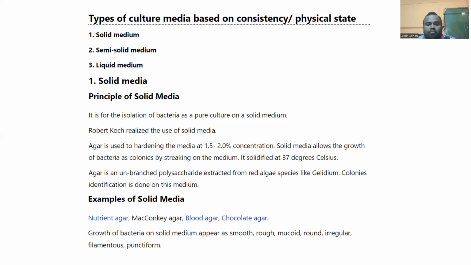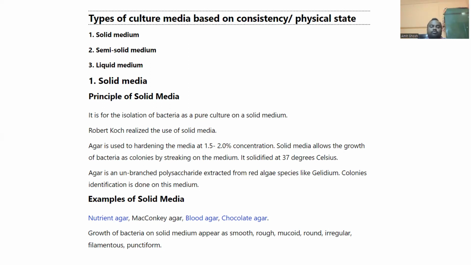Now, what is solid media? What is the principle of solid media? Solid media is used for the isolation of bacteria as a pure culture on a solid medium. Robert Koch realized the use of solid media very early. Here, agar is used to harden the media at 1.5 to 2% concentration. Solid media allow the growth of bacteria as colonies, and it solidifies at 37 degrees Celsius. Agar is an unbranched polysaccharide.